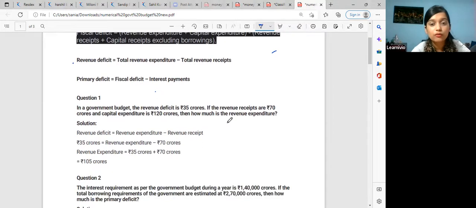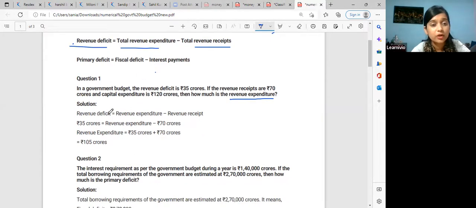So what you have to find is revenue expenditure. Every time they won't be asking you for revenue deficit. They can ask you revenue expenditure, they can ask you revenue receipt, they can ask you anything. But you have to remember where this revenue expenditure term is coming. So here you will simply put revenue deficit equals revenue expenditure minus revenue receipt. You know revenue deficit is 35 crore, revenue expenditure is this. Simply solve it out and the answer is here.